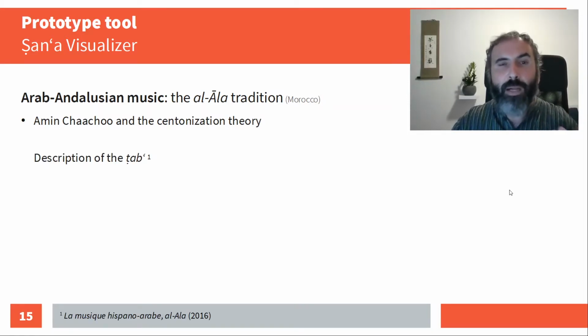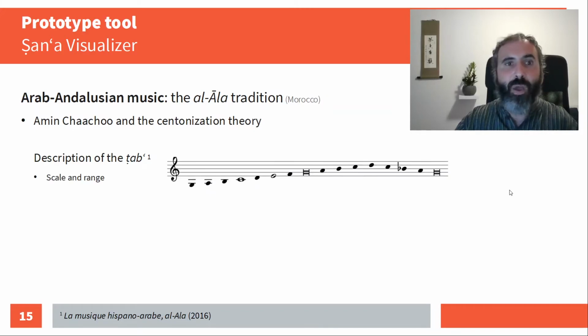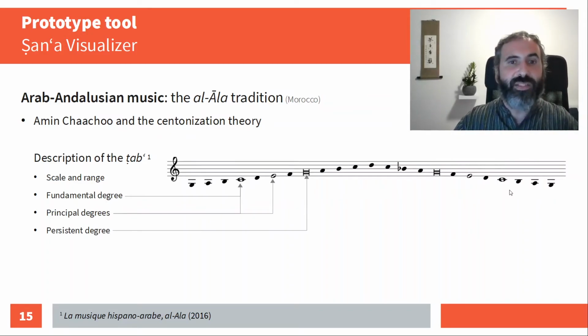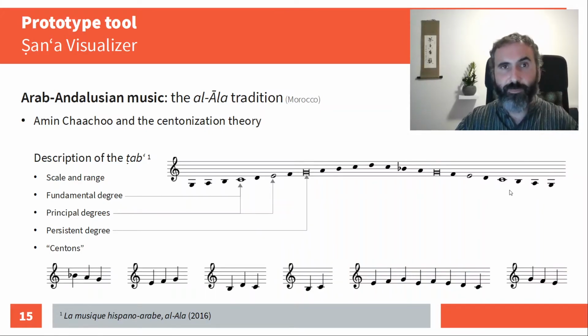In his description of the tab, or the melodic mode, Amin Chachu hence borrows the concept of centonization that was developed for explaining how plain chant melodies are built using characteristic melodic chunks, so to say. In one of the latest formulations of his theory, the one published in 2016, I know there is a newer one, but it's published only in Arabic, so I have no access to it, Amin Chachu defines a tab as having one particular scale and range, one particular fundamental degree, principal degrees, persistent degrees, and also a series of centons. So this is why Arab-Andalusian music is so useful for this goal of developing tools to help understand melodic motifs in one particular music tradition.